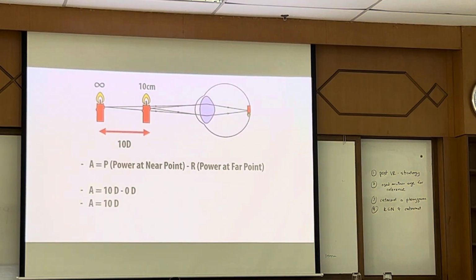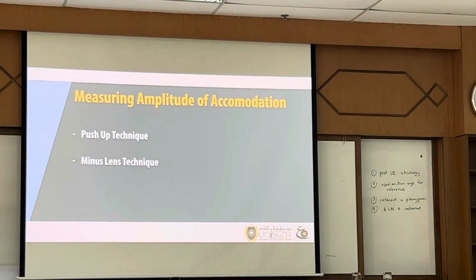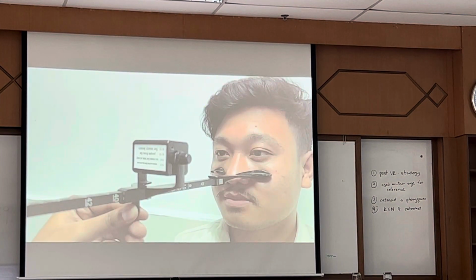Okay, this is basically what I presented. So how to measure the amplitude of accommodation? First, the traditional one is the push-up technique. This is commonly done by the optometrist. Another one is the minus lens technique, which is important in our discussion today. For the push-up technique, this is using the RAF ruler. You can see in the clinic, it is usually done by the optometrist to measure the dioptric power of the patient, to measure the amplitude of accommodation.